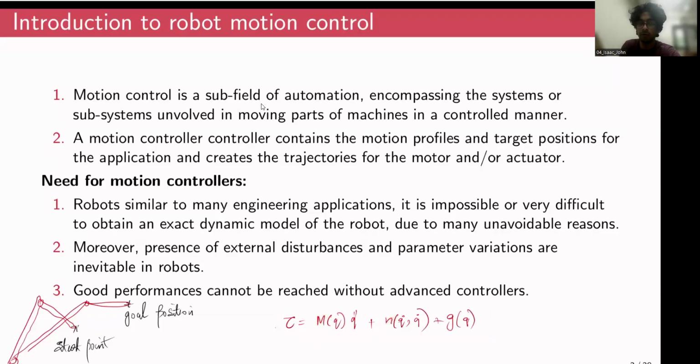Over here, you have a vector of Coriolis and centrifugal effects. And over here, you have a vector of gravitational forces. So the first point says it's very difficult to obtain an exact dynamic model of a robot due to many unavoidable reasons. Maybe one reason could be, we cannot exactly estimate how this mass matrix would look like.